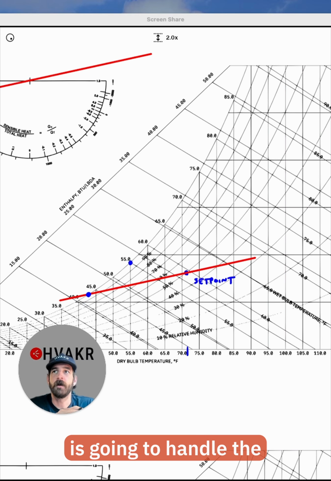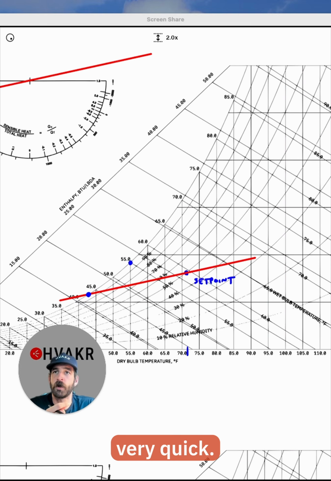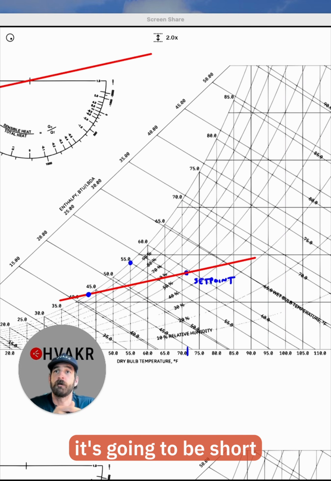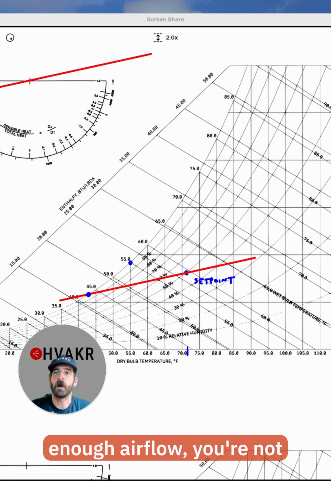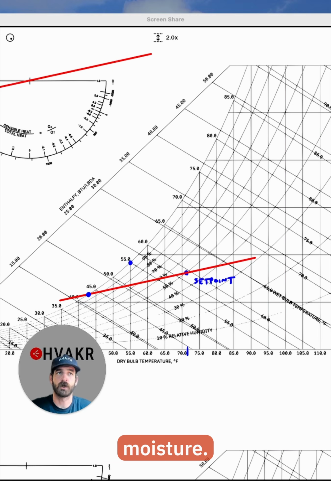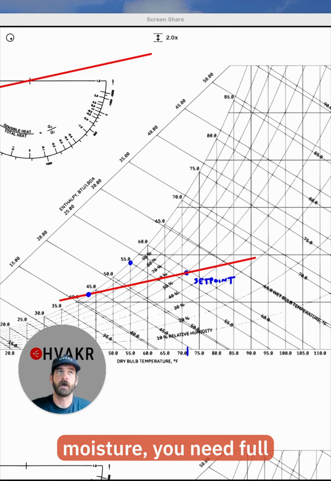43-degree air in is going to handle the space sensible load very quickly, which is how we calculate our airflow. Basically, it's going to handle that dry bulb temperature set point very quickly. It's going to shut the unit off, which means it's going to be short cycling. And if you don't have enough airflow, you're not introducing enough air to actually absorb moisture. In order to absorb moisture, you need full mixing. You need to give your air a chance to actually mix and absorb that moisture.